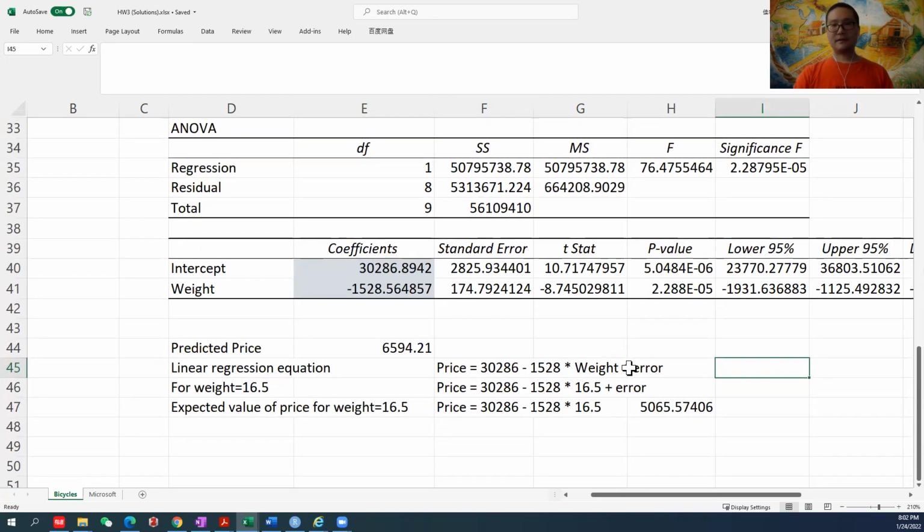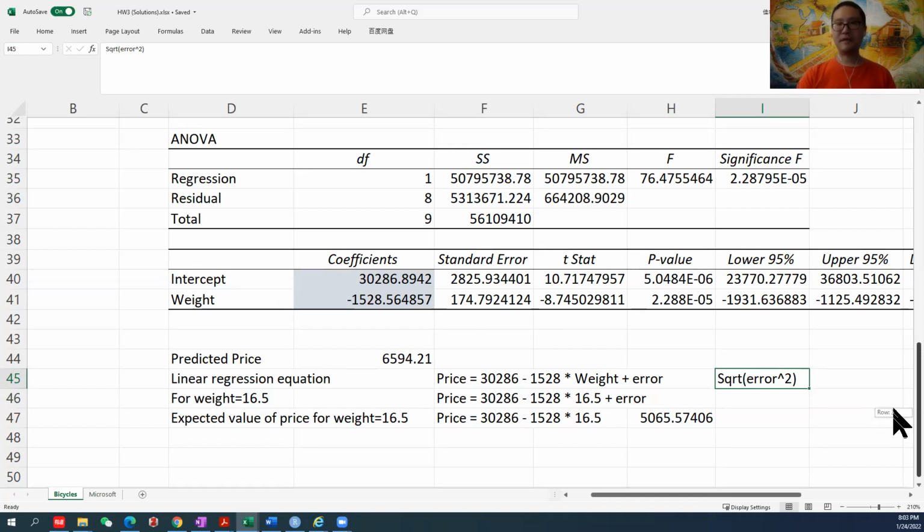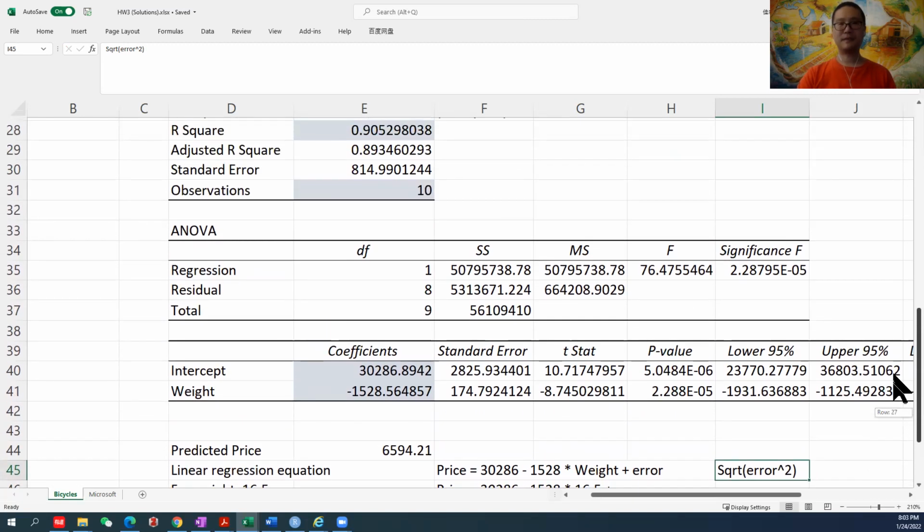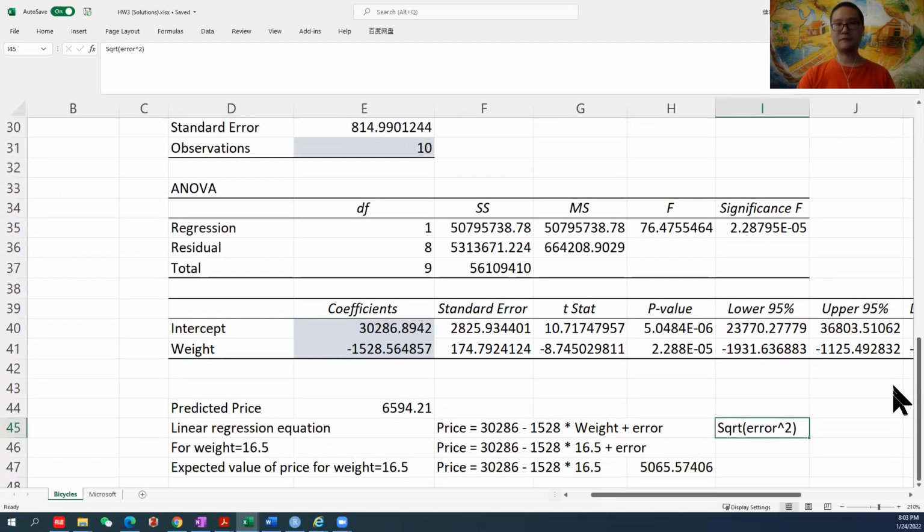However, the standard error is actually represented as the square root of error squared. So it's the geometric average of the error. So it's not the regular mean or average of the error, but the square root of its square.